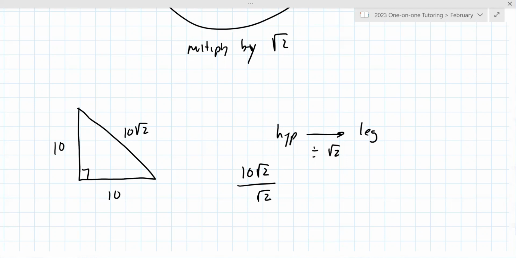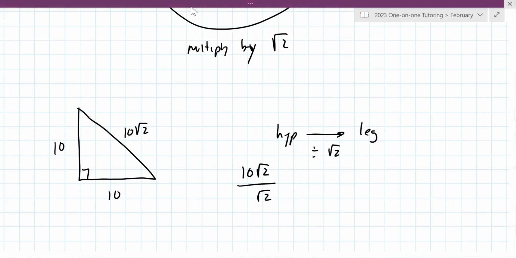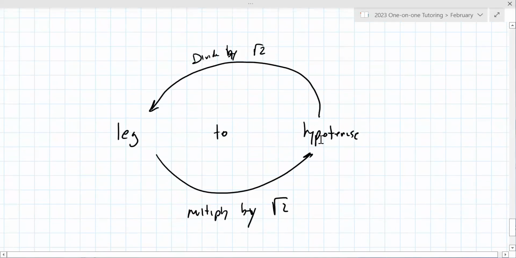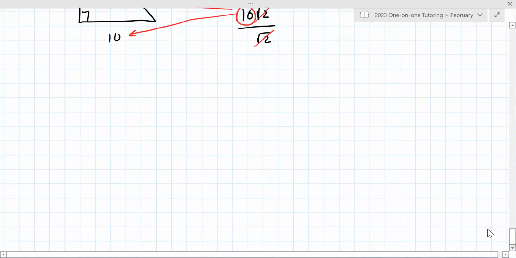What is the same on the top and the bottom? 10 square root of 2 divided by square root of 2. They're the same, so they cancel. What is left over? 10. Is that the value of the leg? Yeah. So how do you go from the hypotenuse to the leg, Sourish? How do you go backwards? Hypotenuse to leg. What do you do? Divide by square root of 2. Good. Okay, let's try a new problem here.